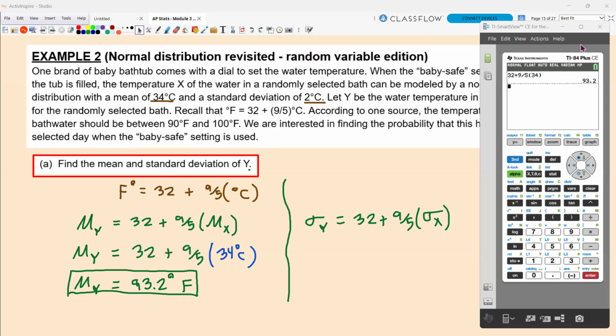We're going to want to also plug in our standard deviation. Now recall, adding or subtracting does not affect the spread. So that 32 should not get added in this case, so make sure you cross that out. Now just plug in your standard deviation for your degrees Celsius, and you're going to get 3.6 degrees as your standard deviation in degrees Fahrenheit.